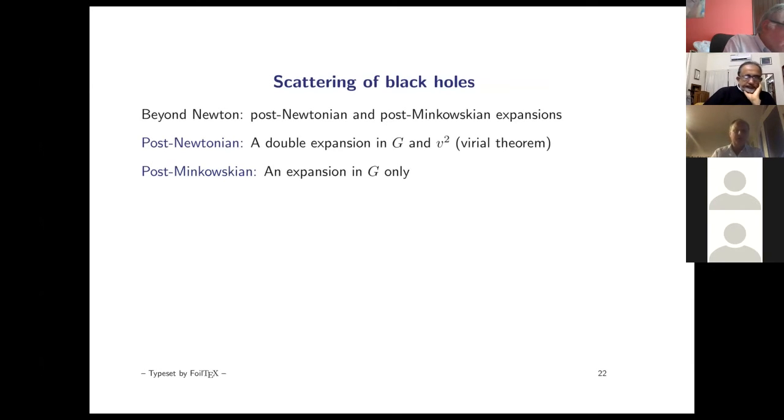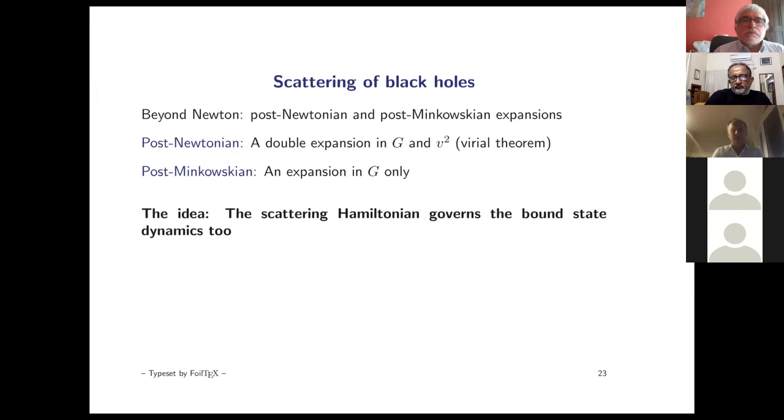But there is another expansion that's far more interesting, especially if you want to look at the situation of gravitational waves. And that's the post-Minkowskian expansion. That's an expansion in G only. So this is an expansion just in the coupling constant, and you're in a sense resumming, or never expanding, in the velocity. So you can think of the post-Minkowskian expansion as a kind of special relativistic general relativity, whereas the post-Newtonian expansion is a kind of non-relativistic general relativity.